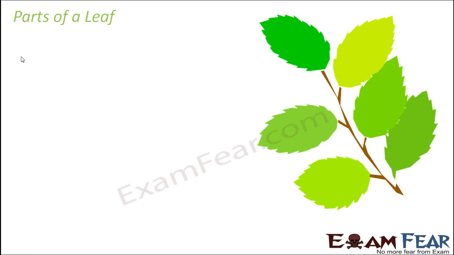So now we will talk about the various parts of a leaf. Lamina, petiole, and leaf base are the three most basic parts of a leaf. Looking at the structure of a leaf, let us see which part is called lamina, which part is called petiole, and which part is the leaf base. Lamina is basically this portion, the green expanded portion of a leaf which we actually see.